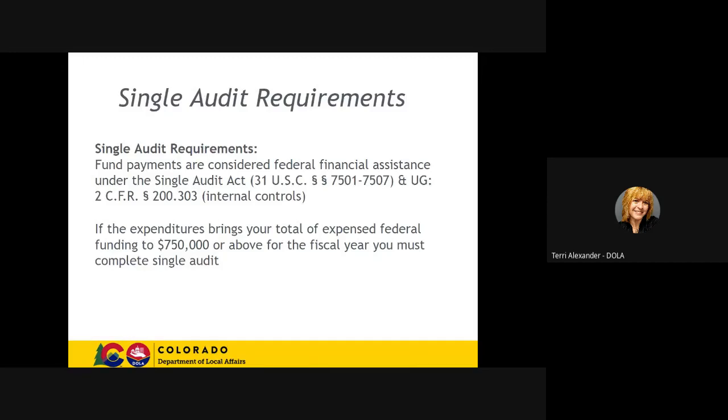Many federal financial assistance programs fall under the Single Audit Act. This means that if the expenses of a federal financial assistance program bring your total expensed federal funding to $750,000 or above for your fiscal year, you are required to complete a single audit. The key is that you must have expensed $750,000 or more of federal funding to trigger the single audit requirement.